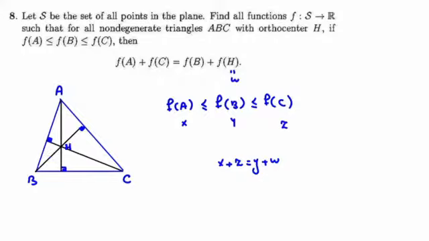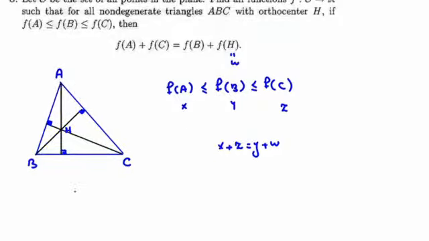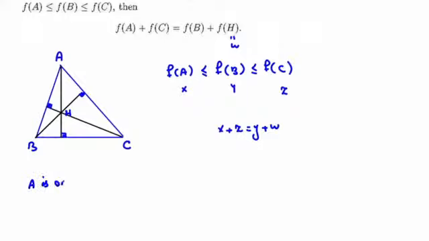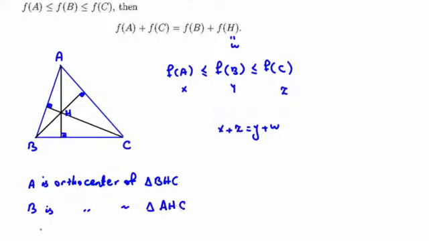So here it is our H. If you pay attention, if you consider triangle BHC, can you tell me what the orthocenter is? Look, it is our first altitude, second altitude, and third altitude. A is the orthocenter. So one important thing we can understand: A is the orthocenter of triangle BHC. Similarly, B is also the orthocenter of triangle AHC, and C is also the orthocenter of triangle AHB.